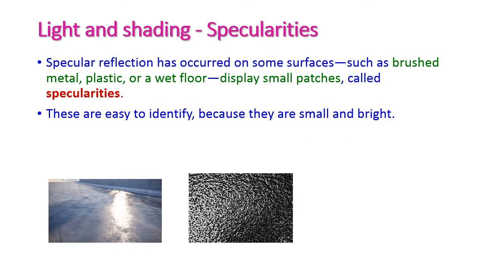The next one is specularities. Specularities means the reflection on some surface of the object. That means brushed metal, plastic, or a wet floor display small patches. See, these small patches seem bright, and here this area seems bright. So this is called specularities. Specularity means the reflection on some surface of the object. These are very easy to identify because they are small and bright.